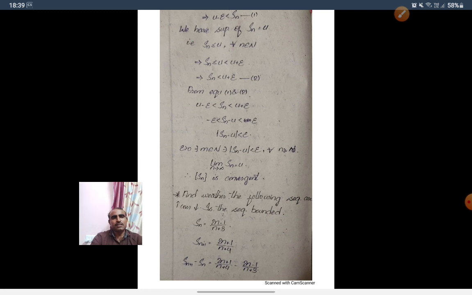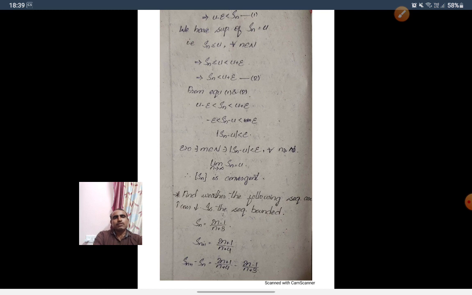Therefore, Sn is convergent. So if you take a monotone decreasing sequence, then it converges to its infimum. So every monotone sequence which is bounded converges. That is, it is a convergent sequence.